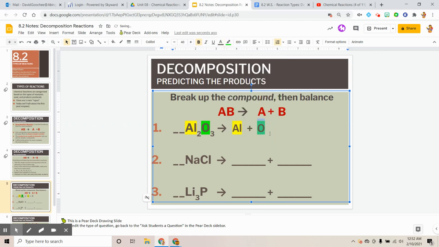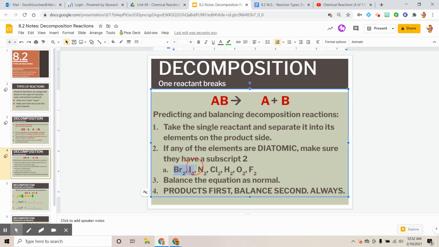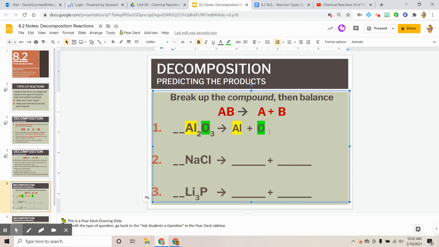Now, I have to check and see, are either of these 2 elements here diatomic? Let me take a look at my list of diatomic elements. Aluminum is not, but oxygen is. Oxygen is diatomic. So it's not going to produce O, it's going to produce O2. And I'm going to make that into a little subscript, okay? So there we go. All right, we've taken aluminum oxide and broken it down into Al and O2.